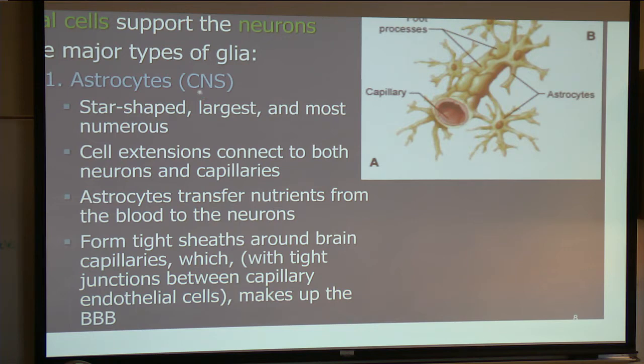Also, you'll notice CNS in parentheses, and that means that you find the astrocytes in the CNS, so we find them in the brain and we find them in the spinal cord. We don't find them associated with the PNS. In fact, I told you there's 5 types of glia we need to talk about. 4 out of the 5 types are associated with the CNS. There's just 1 type which is PNS only.